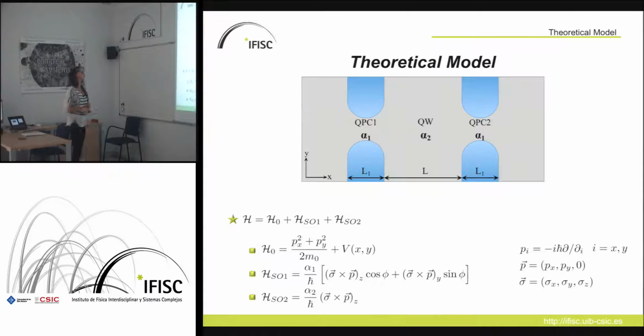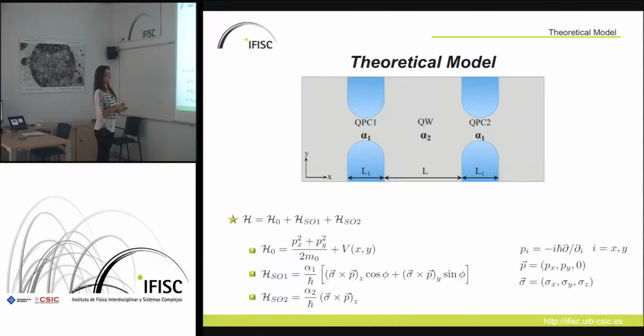Here we have two spin-orbit interactions. I start with the second one because it is the spin-orbit interaction in the central region. And here the Rashba field is always in the Z direction. In contrast, in the two QPCs, the Rashba field can be tuned from the Z direction to the Y direction only by changing the value of this angle phi. This is, for us, the polarization angle.